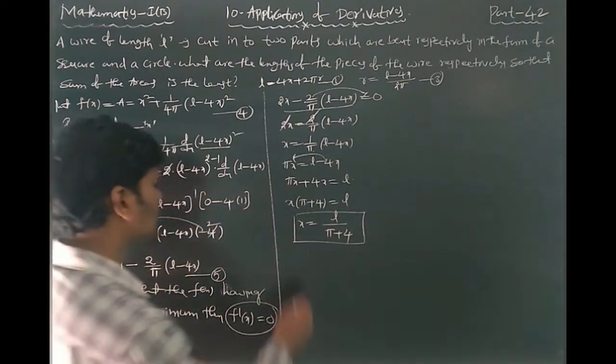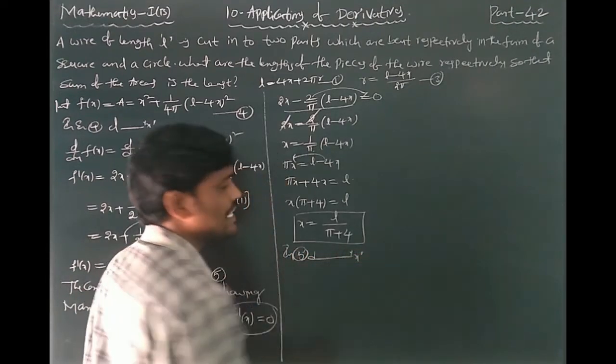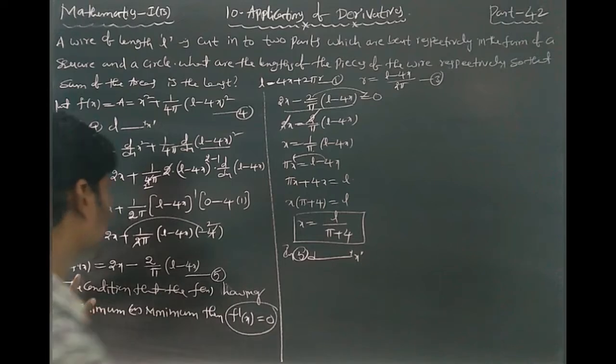After that, in equation 5, take the second derivative. In equation 5, derivative on both sides with respect to x. What is the derivative?